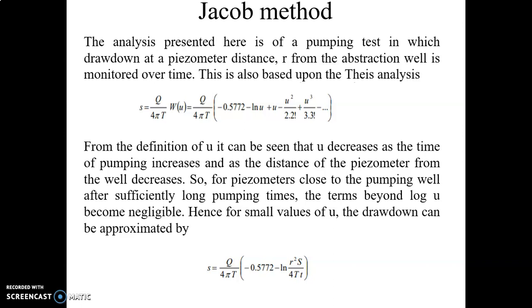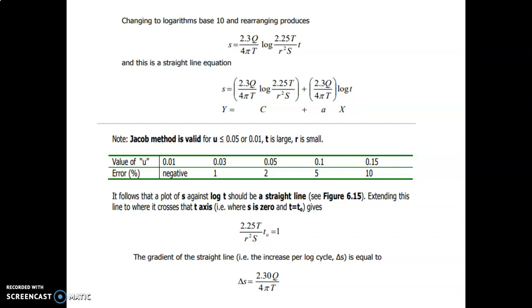From the definition of u, it can be seen that u decreases as the time of pumping increases, and as the distance of the piezometer from the well decreases. So for piezometers close to the pumping well after sufficiently long pumping times, the terms beyond log u become negligible. Hence, for small values of u, the drawdown can be approximated by s equals Q by 4 pi T times minus 0.5772 minus log of r square S by 4 T t. So changing the logarithm to the base 10 and rearranging, s equals 2.3 Q by 4 pi T log of 2.25 T t by r square S. And this is the equation of a straight line.